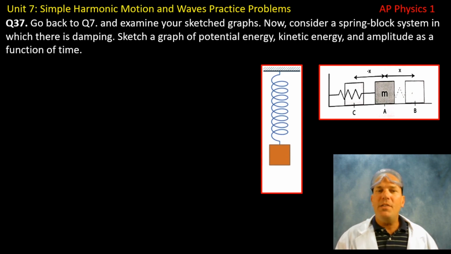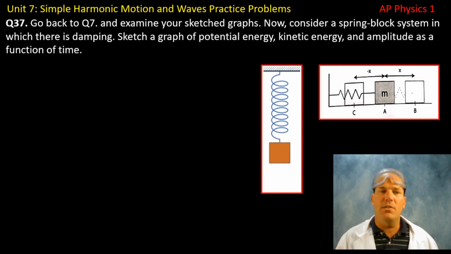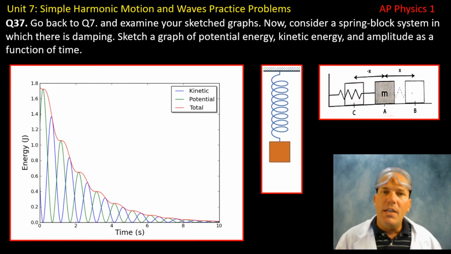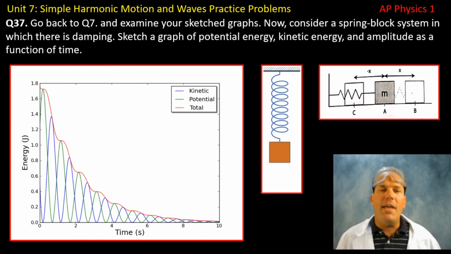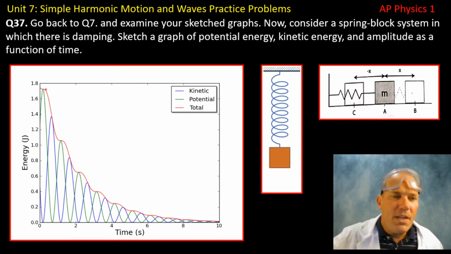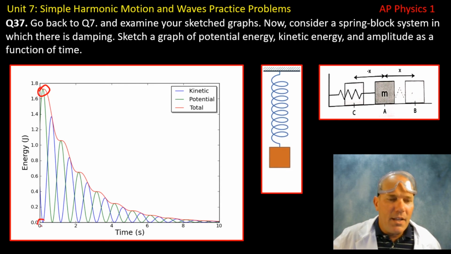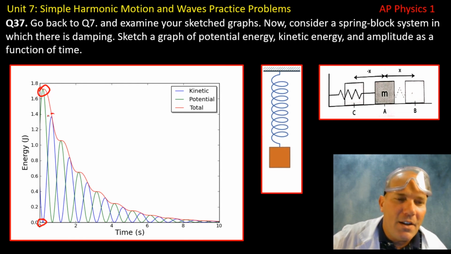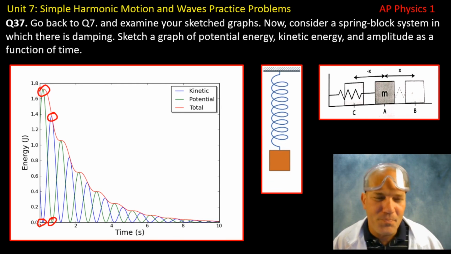So you are asked to create a sketch of the potential energy and the kinetic energy. Let's look at what that would look like. The kinetic energy is in blue, the potential energy is in green, and as you can see, when the potential energy is at a maximum, the corresponding kinetic energy is at a minimum. And when the kinetic energy is at a maximum, the corresponding potential energy is at a minimum.